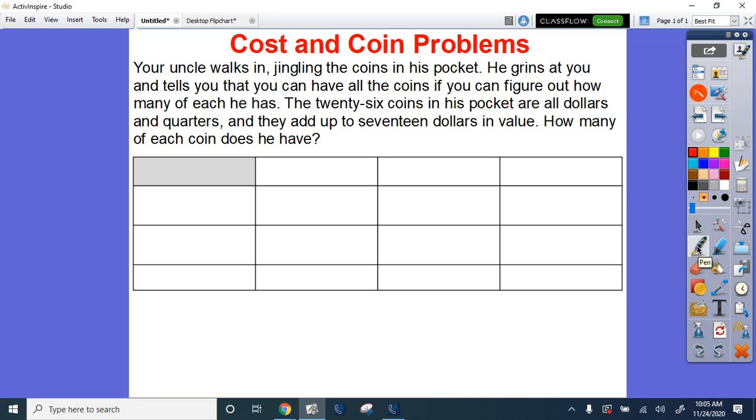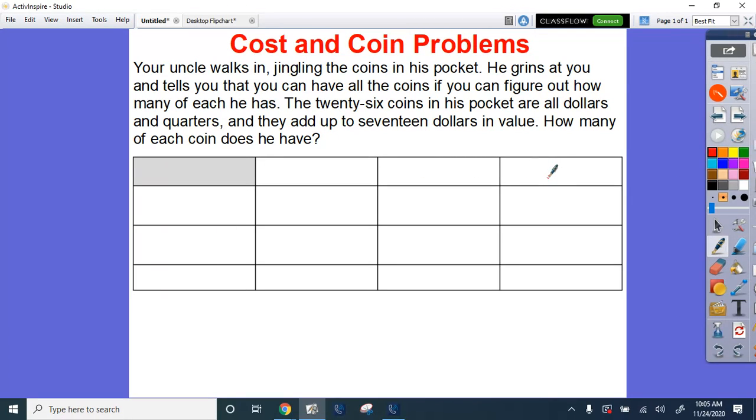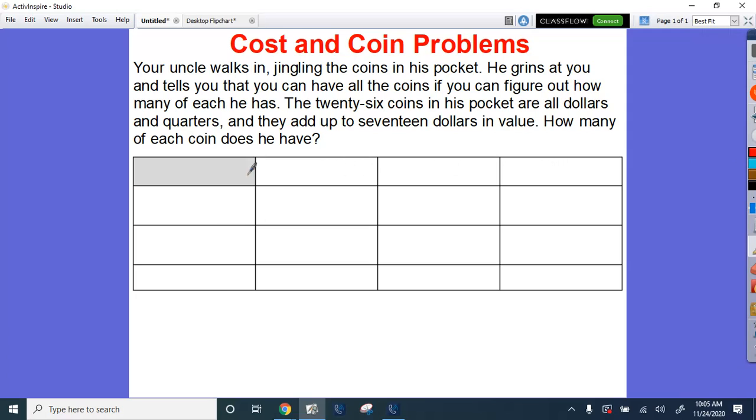Our final chart problem that we're going to discuss today is a cost and coin problem. More specifically, this is a coin problem. So essentially, we're going to jump right into it, and we are going to fill out our tables up here. We're going to fill out what our labels are going to be, and then solve our equation.